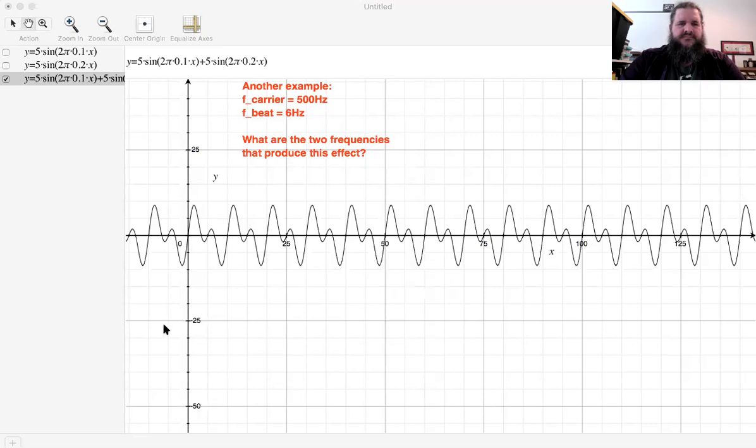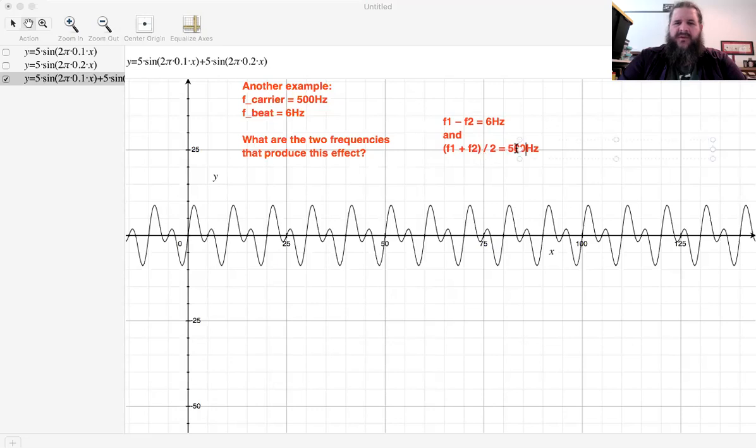Well, we know F1 minus F2 is 6. F1 plus F2 divided by 2 is 500. Yeah, so we could set this up as equations. The difference has to be 6, and the order doesn't matter. We can just say, assume F1 is the larger one and F2 is the smaller one. And we also know that their average is 500. So you could treat this as a system of equations and solve it that way.